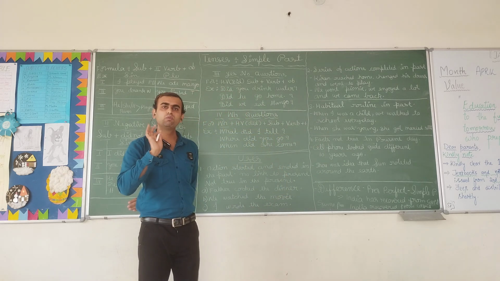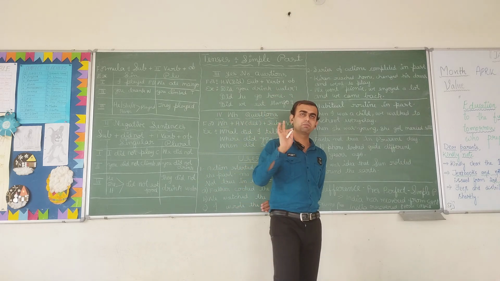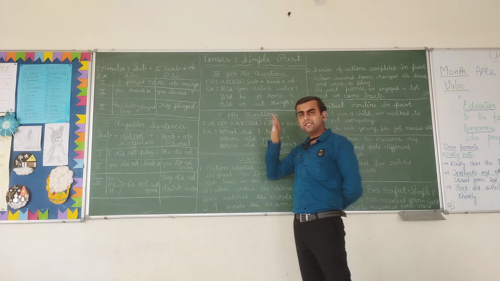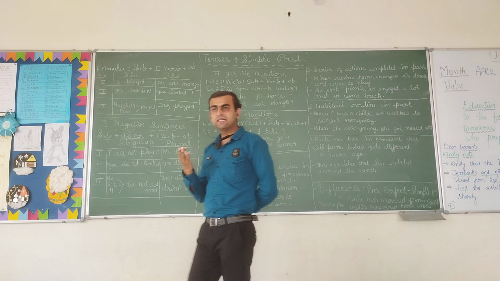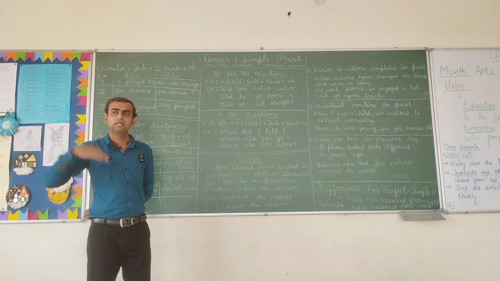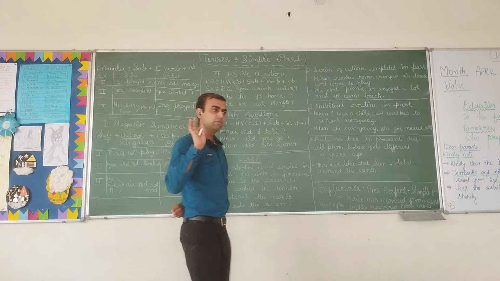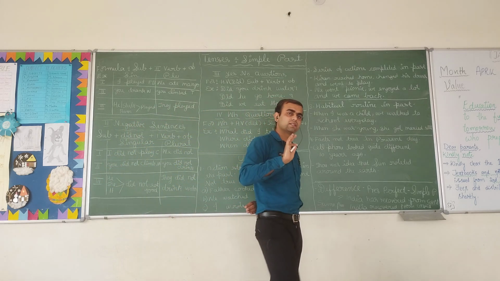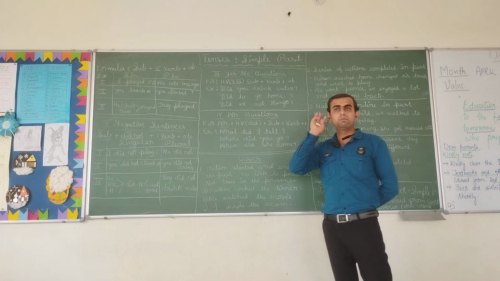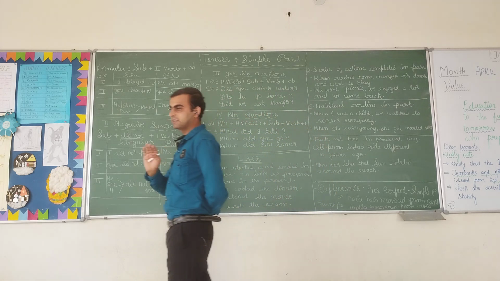So in this class we are going to learn the simple past tense. It is also called the past indefinite tense. First of all, I am going to ask: what is past tense? The past tense indicates an action which is already completed, done yesterday. Past tense is subdivided into four parts. What are they? That is simple past tense, past continuous tense, past perfect tense, and past perfect continuous tense.